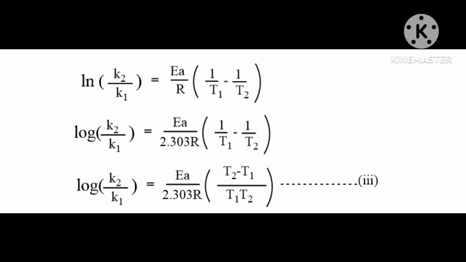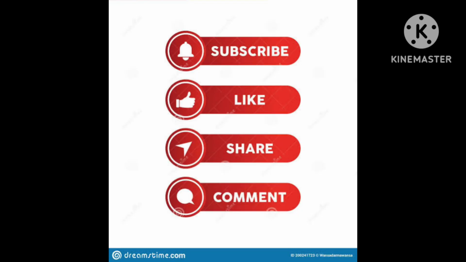And in the next class I will solve the numericals, and other points are there, other terms I will discuss. That is the effect of catalyst I will discuss, and also I will discuss collision theory of chemical reaction. This is the last portion of your chapter. Thank you.